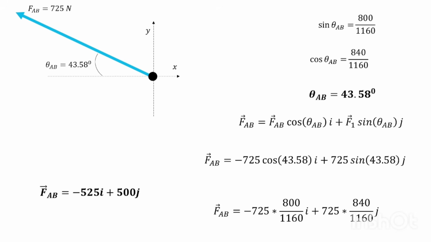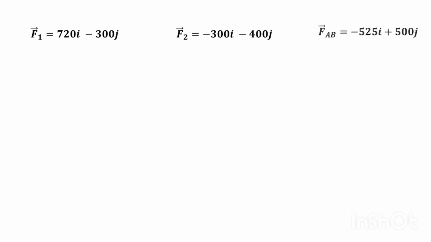If we evaluate this, basically we're going to have our FAB to be equal to minus 525i plus 500j. So basically we've gotten our F1, which was due to the 780 Newton force. We've gotten our F2, which was due to the 500 Newton force. And we've gotten our tensile force resolved into components as well. Let's remember that we're looking for the resultant of these forces, and we know that the resultant is just the sum of all these forces together. That's FR is equal to F1 plus F2 plus F3.